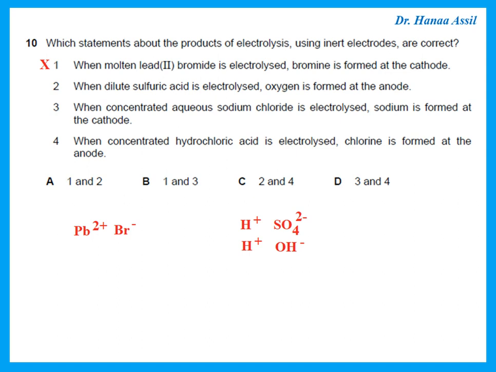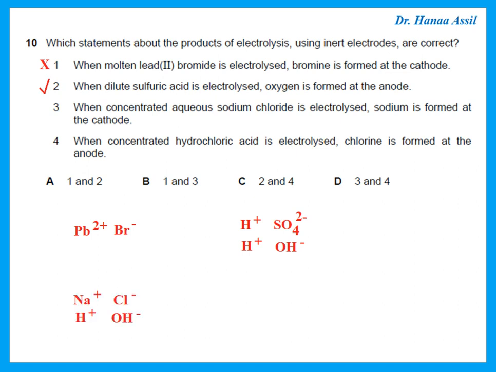We said the sulfate never works. It is the OH minus that will react. Now, when the OH minus reacts at the anode, it gives what? You should remember that it gives oxygen gas. Okay. When concentrated aqueous sodium chloride is electrolyzed, sodium is formed at the cathode.